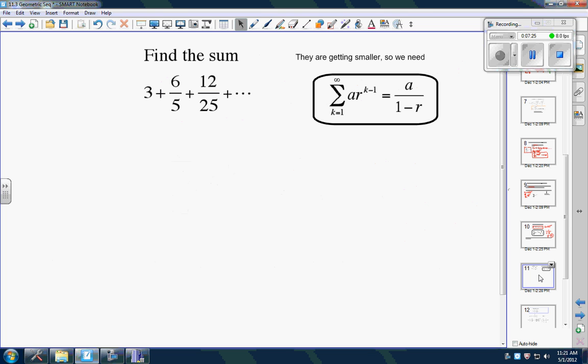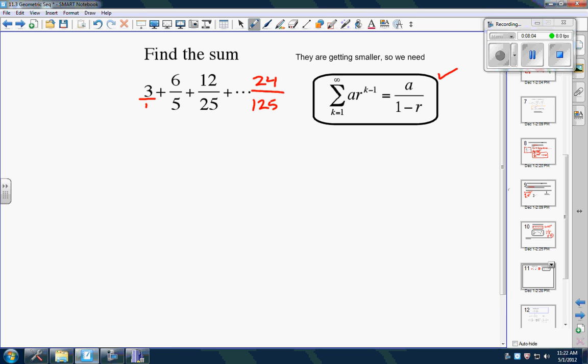Okay, last little problem here. We want to find the sum of this. So it's going 3 plus 6/5 plus 12/25. If you want to continue the pattern, it looks like 3 over 1, so the top is doubling, 3, 6, 12, 24, and the bottoms are multiples of 5, so this should be 24 over 125, and this would keep going.